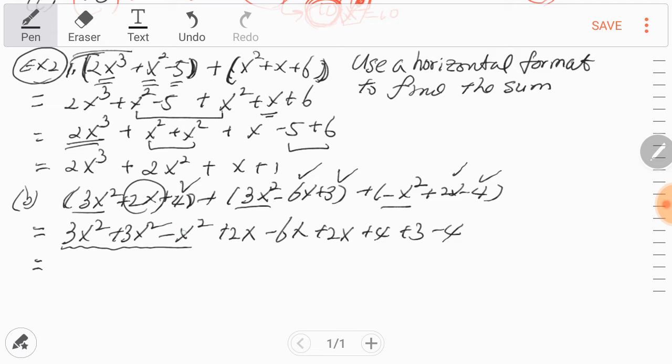When we combine the like terms, we just add the coefficients of the like terms. So 3 plus 3 minus 1. So 6 minus 1 is 5x squared.